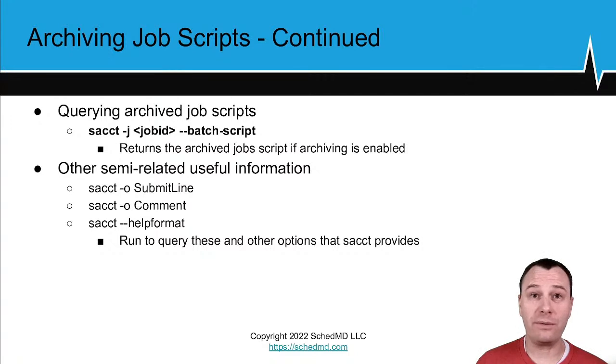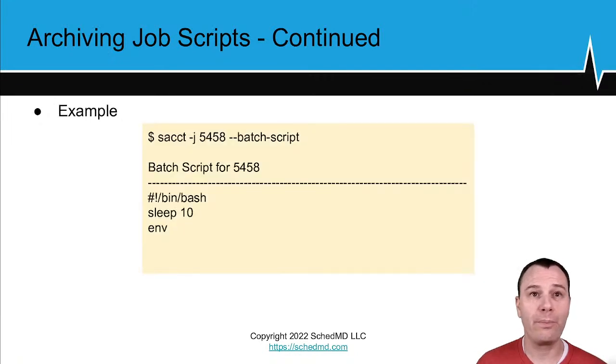To query the job script, you will need to specify the option --batch_script with sacct. Other semi-related options here are the fields submit_line and comment, which you can access with the sacct -o option. You can view more options with sacct --helpformat for these and other options available to you.